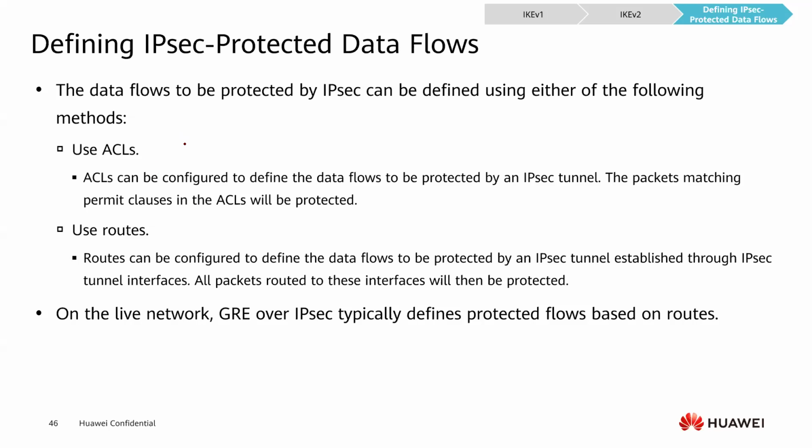There will be two ways. First, you can use ACL. Another, you can use the routes. ACL means you can define which traffic should use the IPsec tunnel. And using routes means if I want all the traffic going out from a certain interface to be encrypted, I will encrypt it. Okay, it's like this.